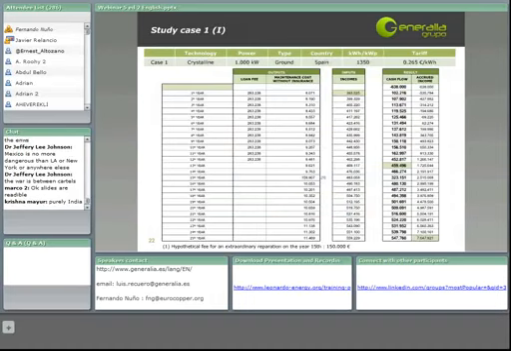Here you can have a resume of this study case. So you can see that we have done an investment of 3,190,000 euros, so a little bit higher than the one I was considering.